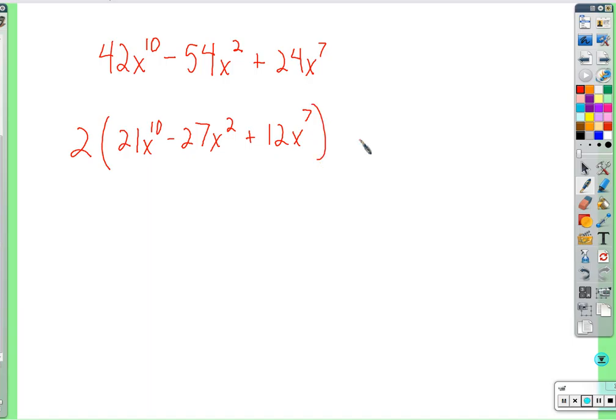Is this true? It's true, because I could distribute the 2 and it would come out the same. Okay, so I factored out the 2. But there's more that I can factor out. What can I factor out of all of these? A 3. They all have a 3 in common.